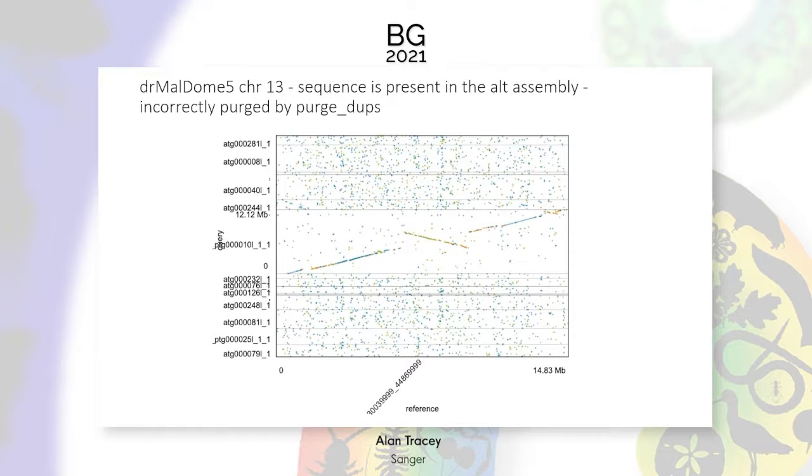And this is not happening in just one software tool. This is two separate tools. Hifiasm and purge dupes have both incorrectly removed chunks of our primary assembly as haplotigs.